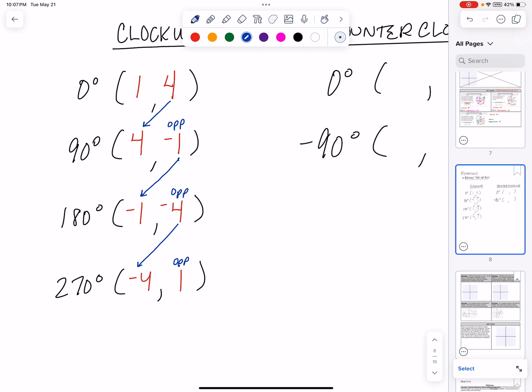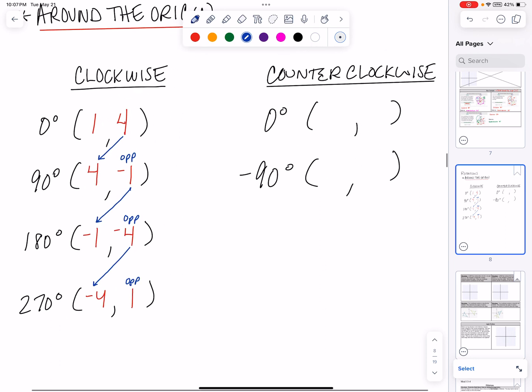So if you just had an ordered pair, you could just think, okay, I know what zero movement is, so I can change it to 90, to 180, to 270. And you can just sort of jot through that pattern. You don't even need to draw the shape or the point onto the coordinate plane. So let's go ahead and take a look at counterclockwise.